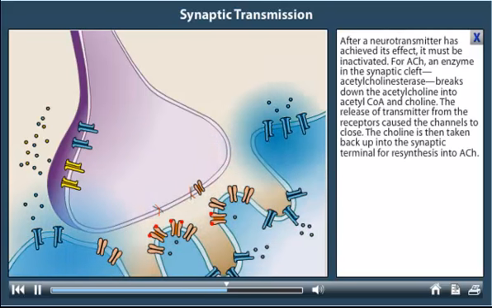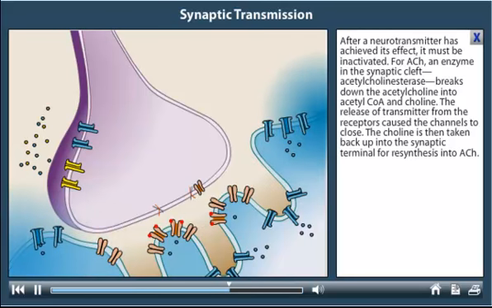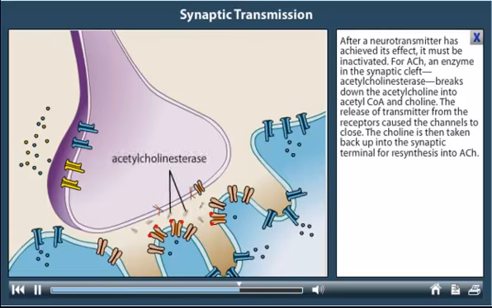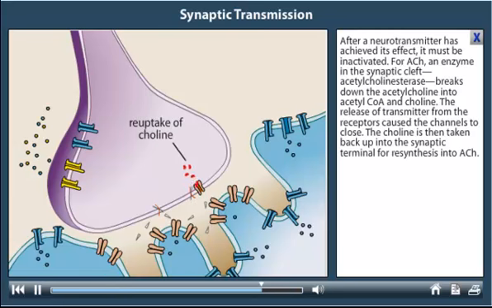After a neurotransmitter has achieved its effect, it must be inactivated. For acetylcholine, an enzyme in the synaptic cleft, acetylcholinesterase, breaks down the acetylcholine into acetyl-CoA and choline. The release of transmitter from the receptors causes the channels to close. The choline is then taken back up into the synaptic terminal for resynthesis into acetylcholine.